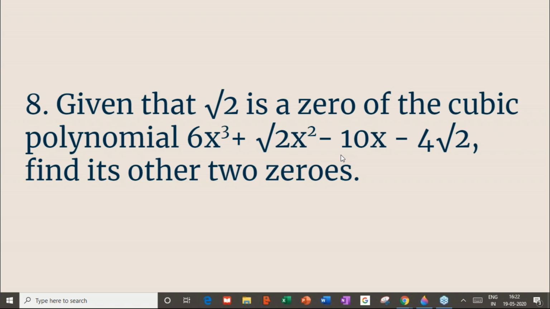Anybody still stuck, or are you guys trying to solve it? Trying. Okay, try. One hint: root 2 is a zero, which means x is equal to root 2 or x minus root 2 is 0. So use x minus root 2.